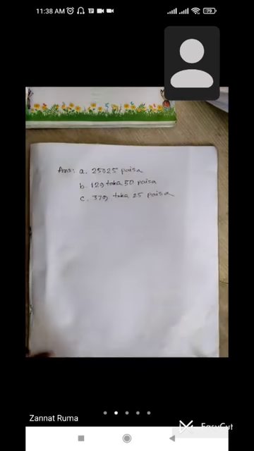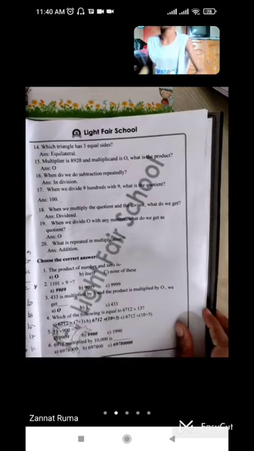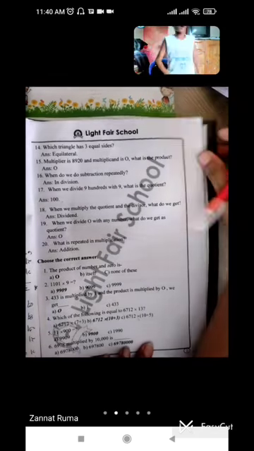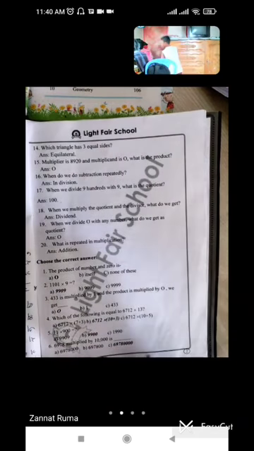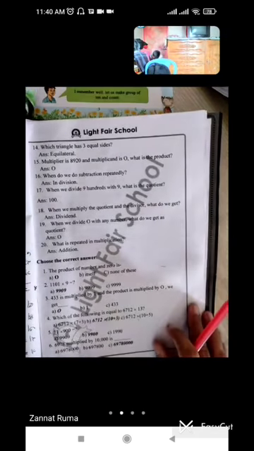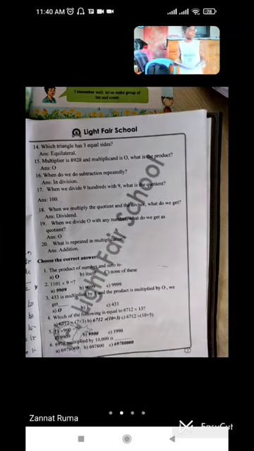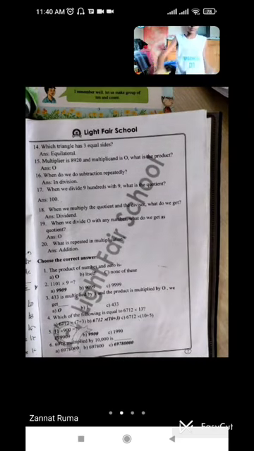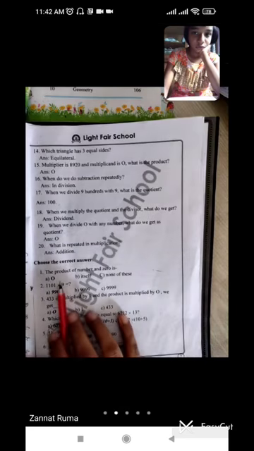Clear? Now I am going to discuss our second topic, and our second topic is put tick mark. For this you will take out your sheet. Choose the correct answer. Okay, and you will help me to solve this. Okay, number 1. Choose the correct answer.